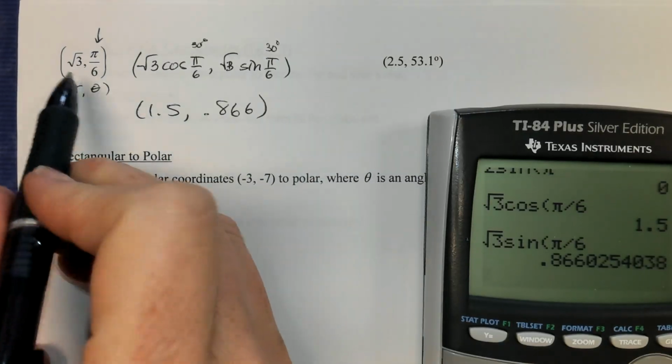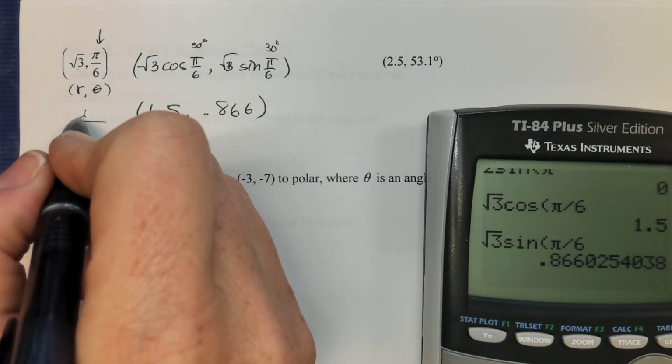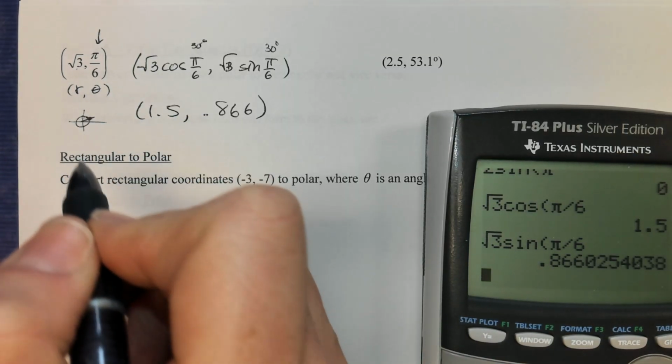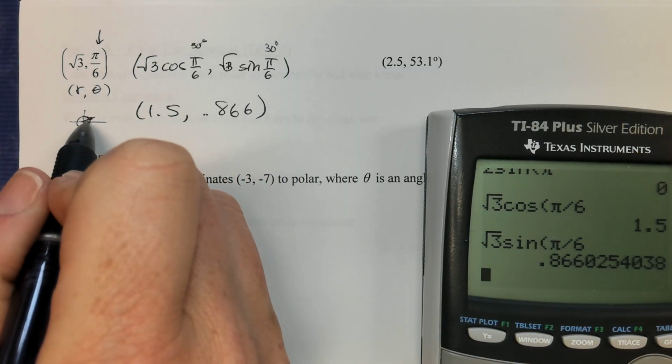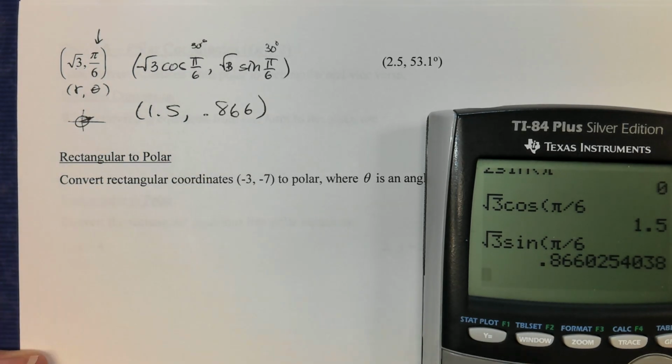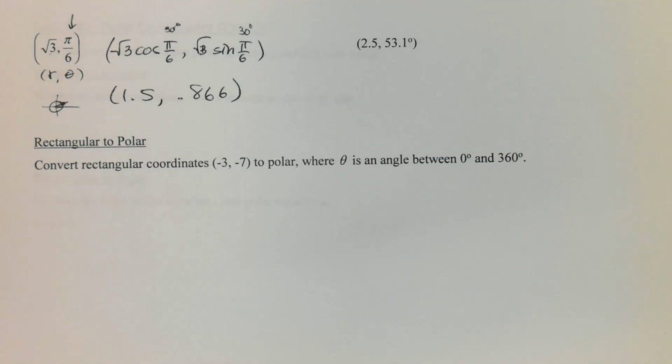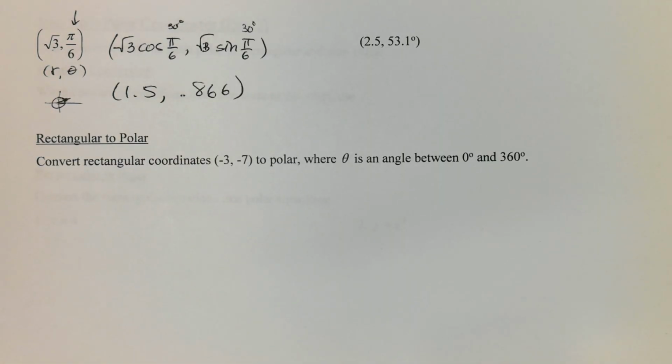Let's just make sure that that's right. Square root of 3 is the rings out. Pi over 6 is like 30 degrees, so it's like right there. Does it make sense that I might have gone over 1.5 and up 0.86? Sure does. Matches the picture. Last one for this particular section before we move into converting the other way.